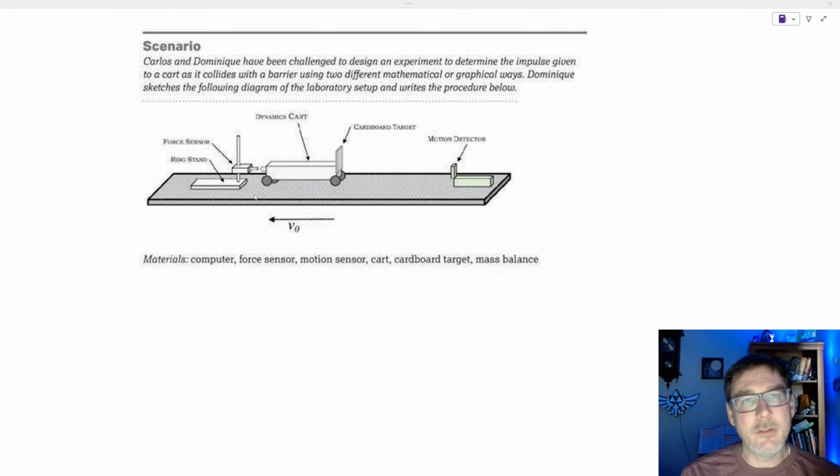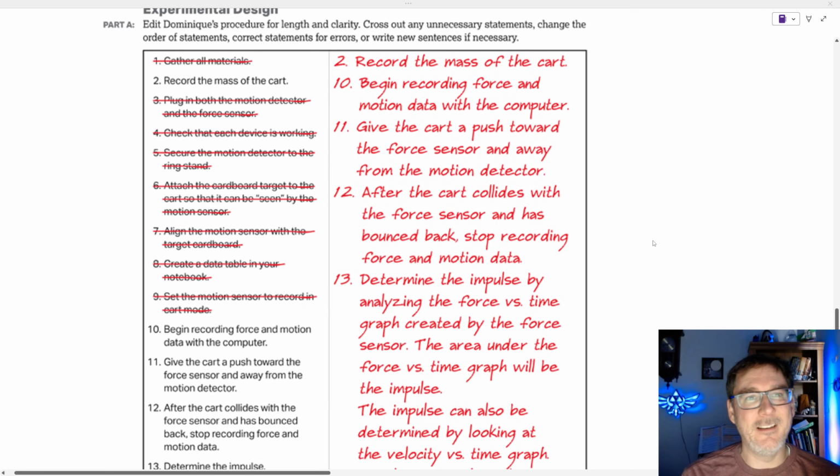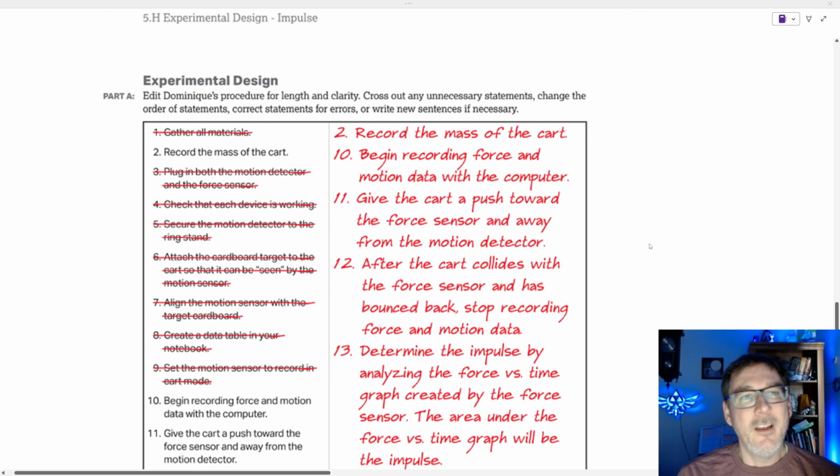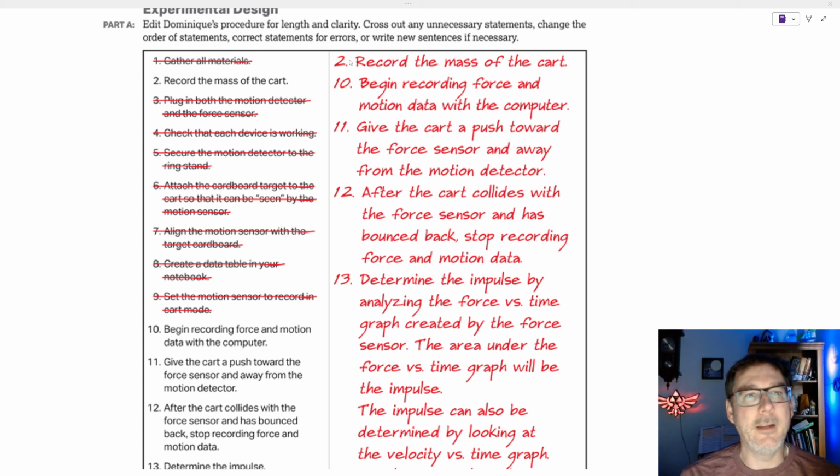Okay, so this is the setup that they've got, and then we got this whole bunch of white space, and then we got this setup here. So Dominique's procedure here is very reminiscent of a lot of common mistakes that students make. Gather raw materials.